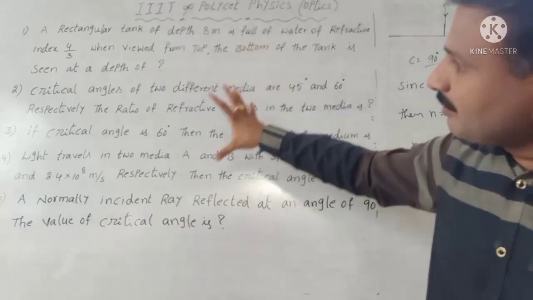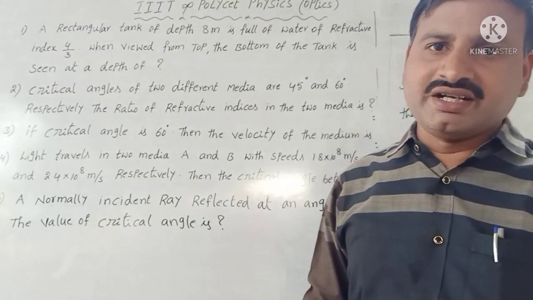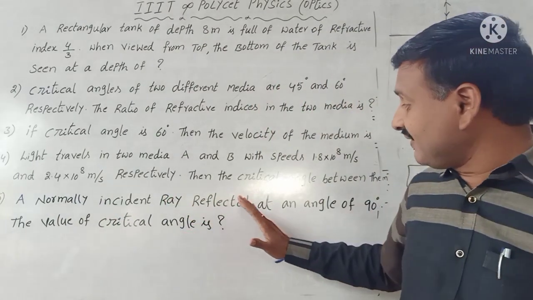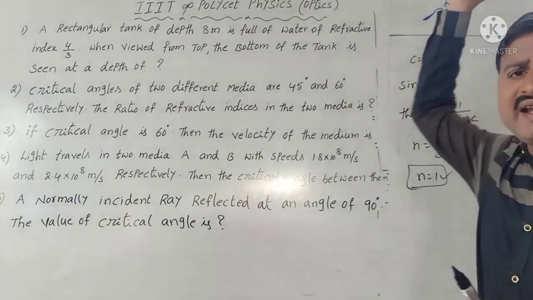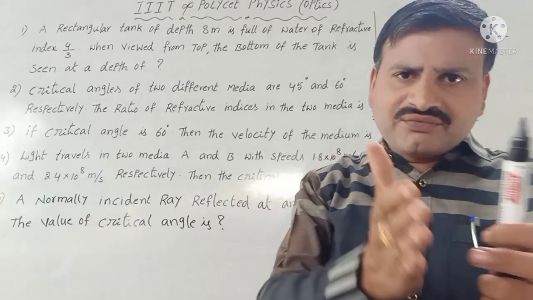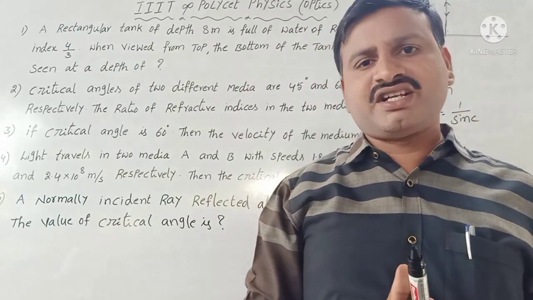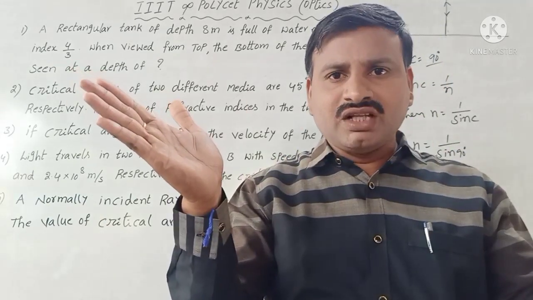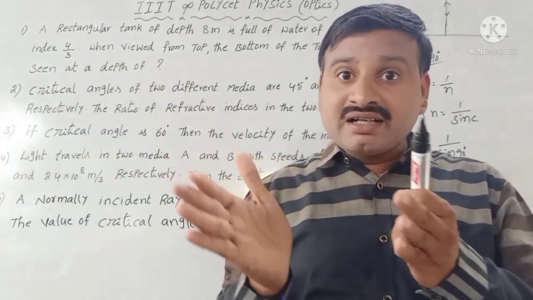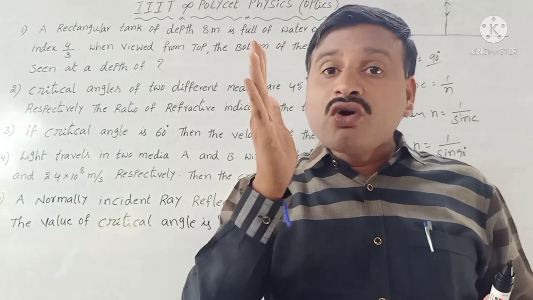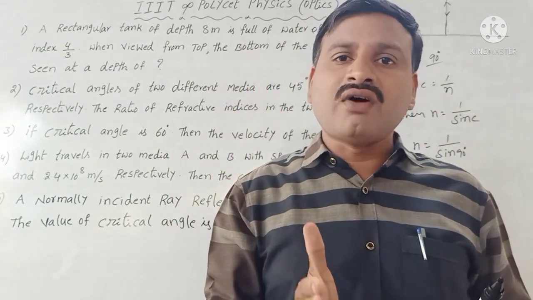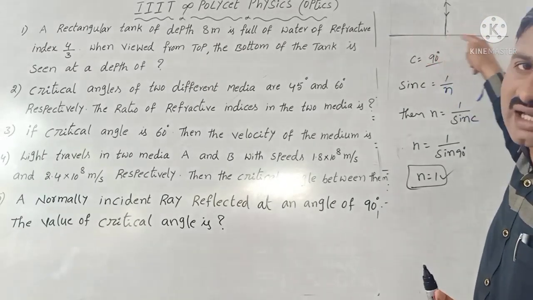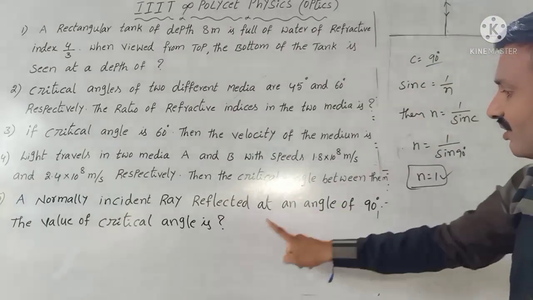Already these 5 problems were given in a previous examination. So again I am telling the fifth one: a normally incident ray is reflected at an angle of 90 degrees. The light ray is always reflected back in the same direction. So why is it undeviated? Refraction means bending of the light ray, but when the light ray makes an angle of 90 degrees to the surface without deviation, the critical angle here is 90.